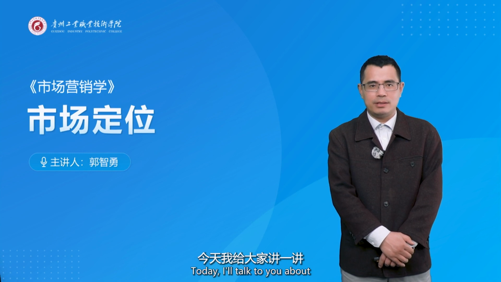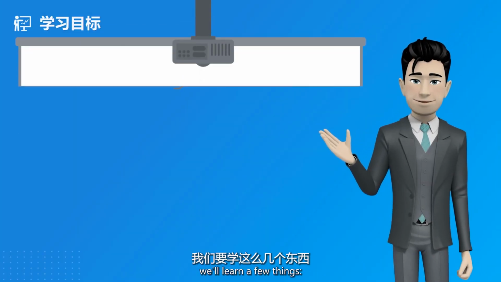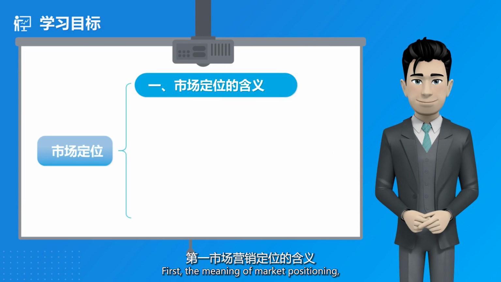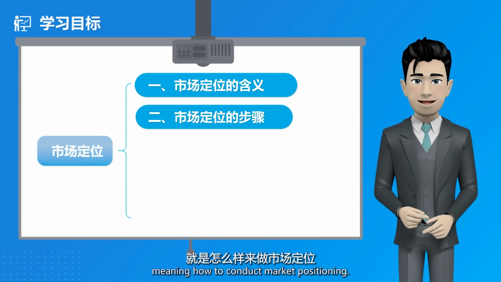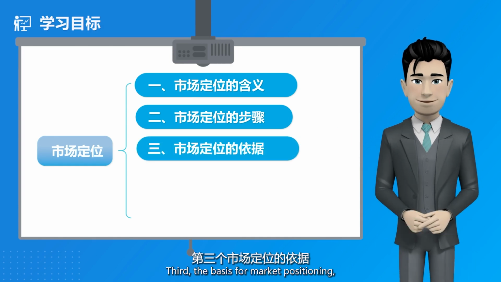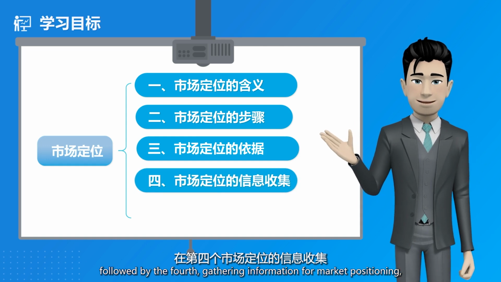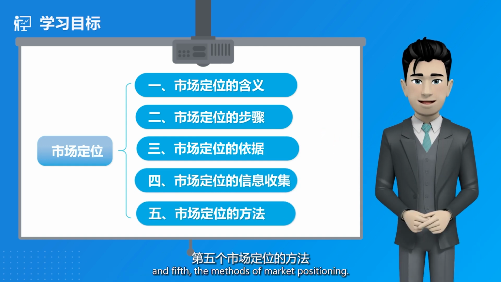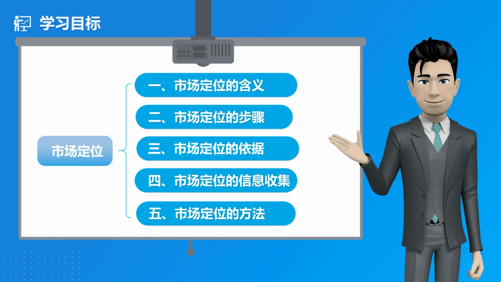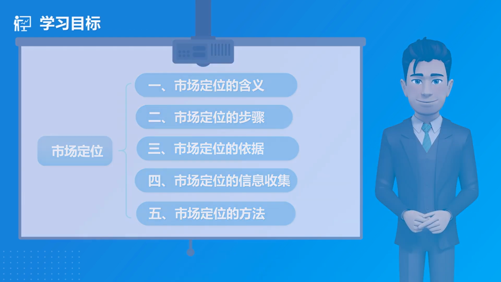Today, I'll talk to you about market positioning in marketing. Through this class, we'll learn a few things. First, the meaning of market positioning, which is what market positioning is. Second, the steps in market positioning, meaning how to conduct market positioning. Third, the basis for market positioning. Followed by the fourth, gathering information for market positioning. And fifth, the methods of market positioning. From start to finish, this forms a progressive relationship.